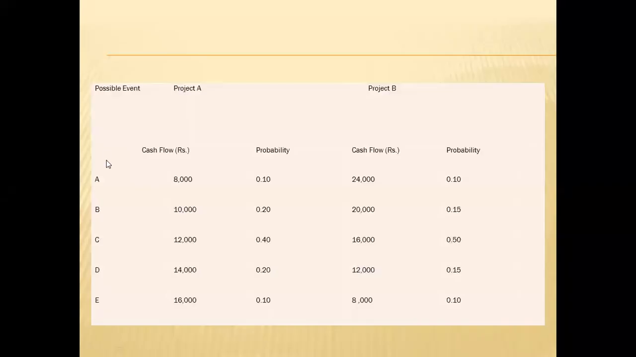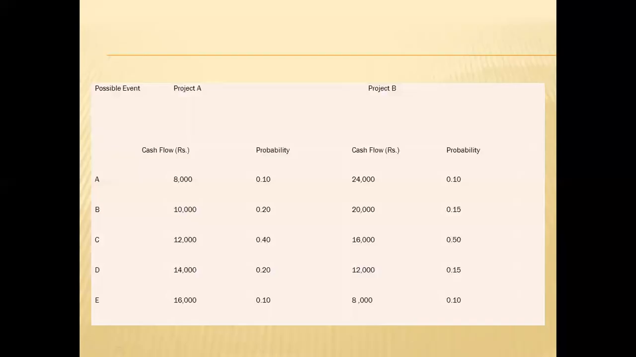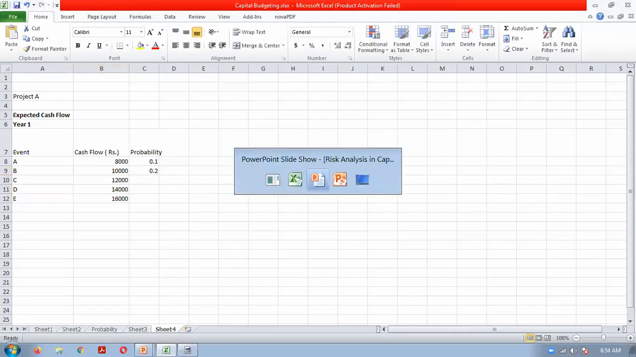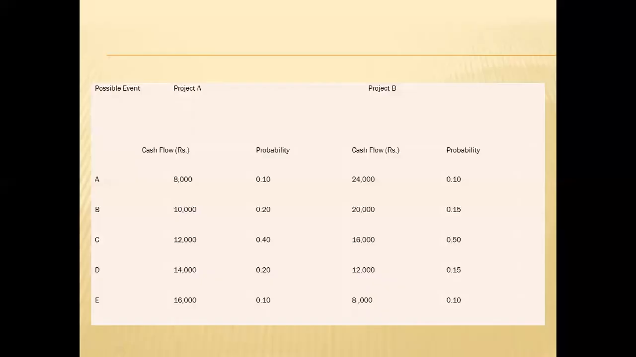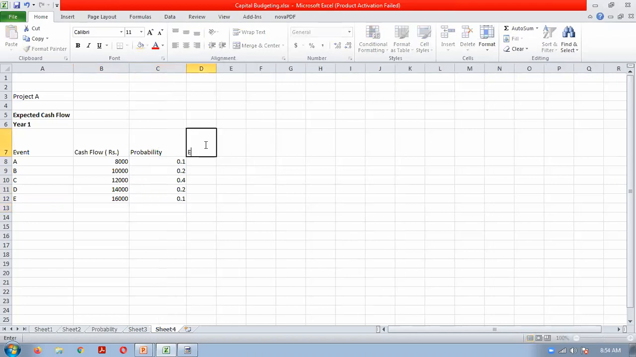So what are the cash flows? 8,000, 10,000, 12,000, 14,000, 16,000. Okay. Probability values are also given: 0.10, 0.20, 0.40, 0.20, 0.10.